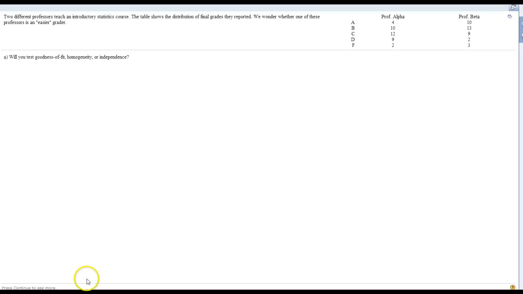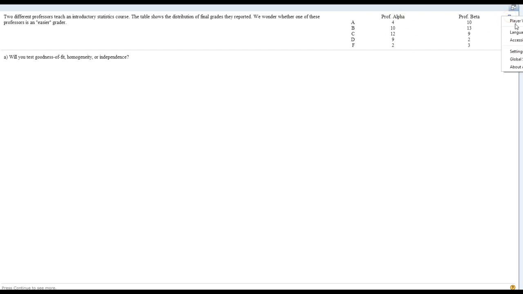Okay, so this example is asking us to look at two different professors teaching an introductory statistics course. The table shows the distribution of final grades they reported. We wonder whether one of these professors is an easier grader, and the results are here.